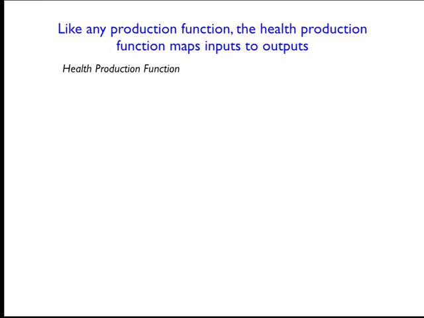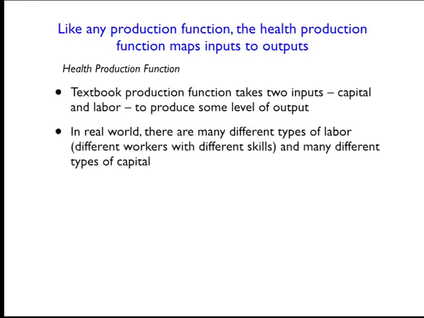function. It would be the very simplest form of production function. Usually it takes two inputs, which are capital and labor, and then it produces some outputs, which often we just call widgets or whatever. In the real world, of course, that's a very simplified textbook production function.